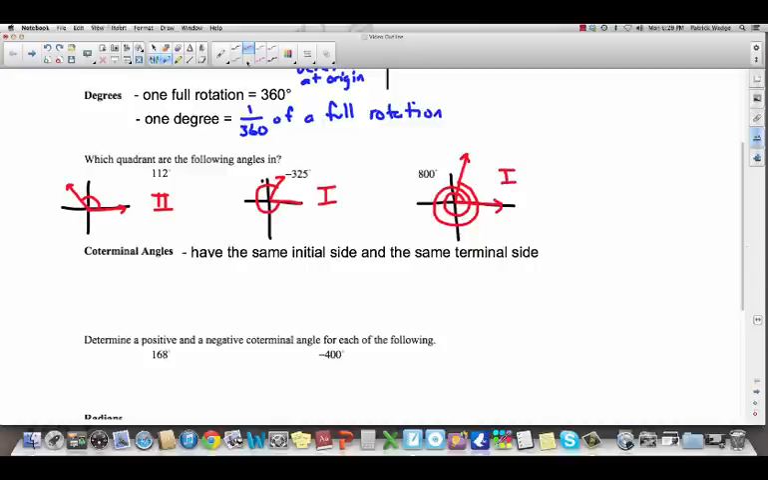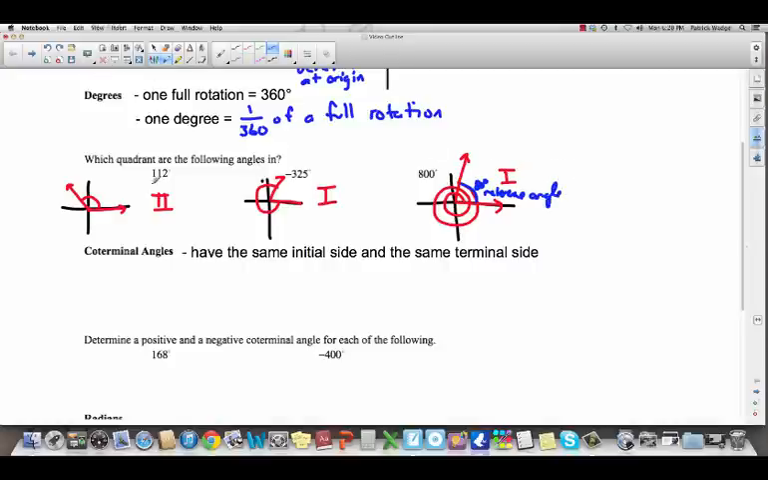Now, one thing we're not going to talk about today, but it will come up, is remember, once we've figured out that 800 degrees is the same as 2 complete rotations plus this little bit here, that little bit, which is actually 80 degrees, is called a reference angle. And we'll talk about that in a couple more classes. Maybe next class, I can't remember. Anyway, you don't need to know it for today.